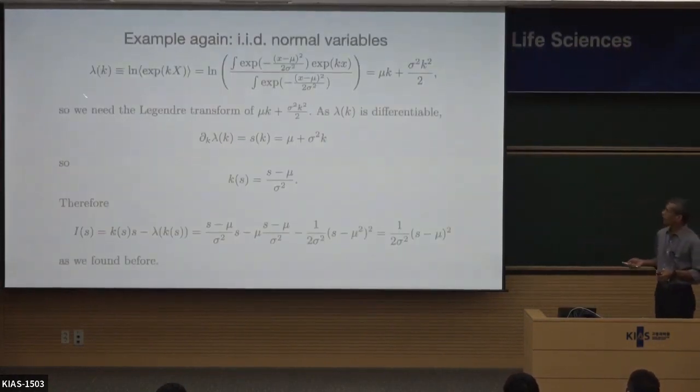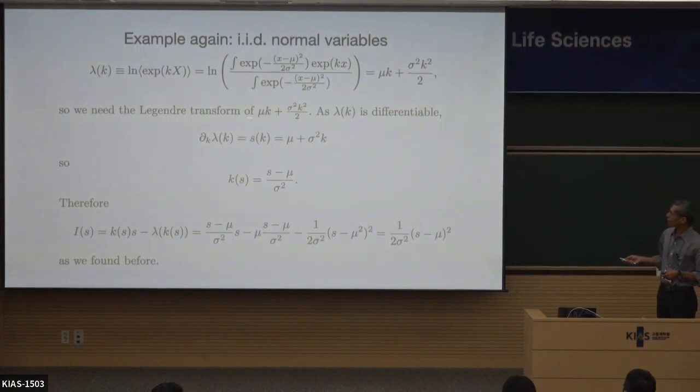So this time we're going to use Cramer's theorem to calculate what we calculated for normal variables, where we said we had to use convolutions and so on to calculate what happens when you have sums of normal variables. But with Cramer's theorem, we don't have to calculate convolutions at all. We just calculate the one copy of the random variable, the Gaussian random variable. We can do this integral, even I can do this integral. And you take the log and you get this, mu k plus sigma squared k squared over 2. That's it, right?